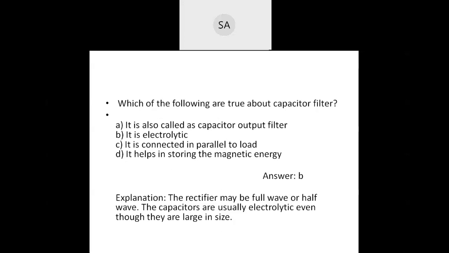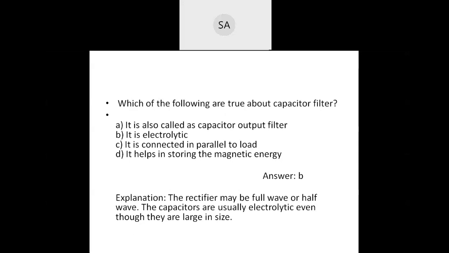Which of the following are true about capacitor filters? It is also called a capacitor output filter. It is electrolytic. It is connected in parallel to the load. It helps in storing the magnetic energy. So, the capacitor filter is also electrolytic. That is also true. And it is connected in parallel to the load. It is also correct. So B and C are both correct.